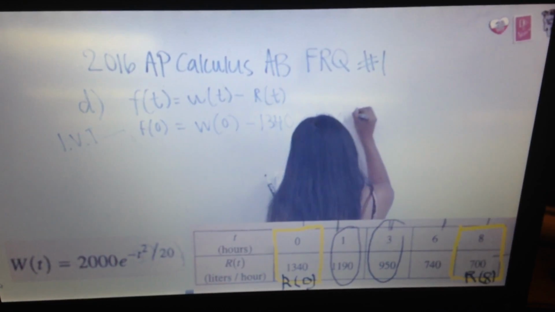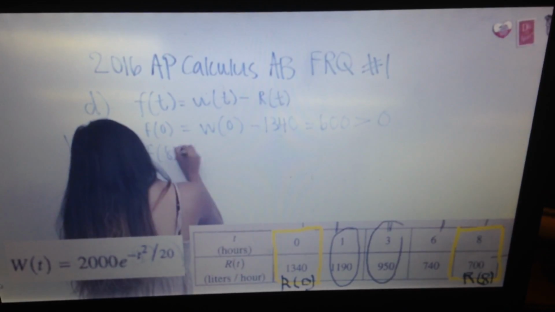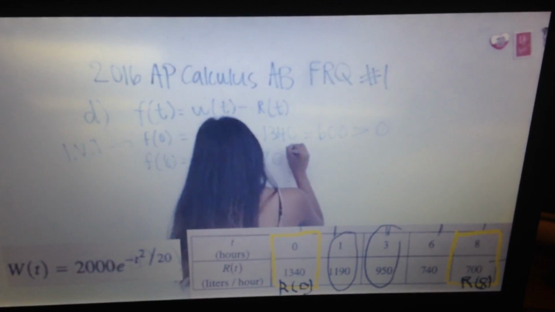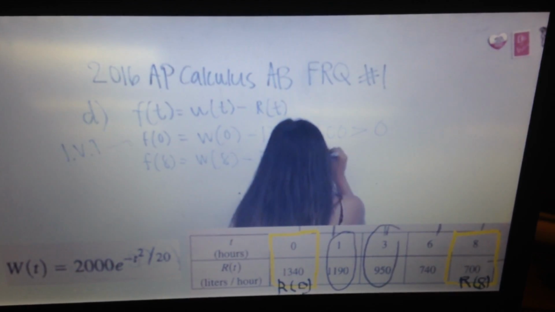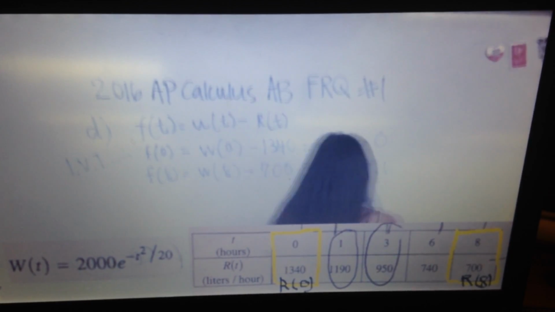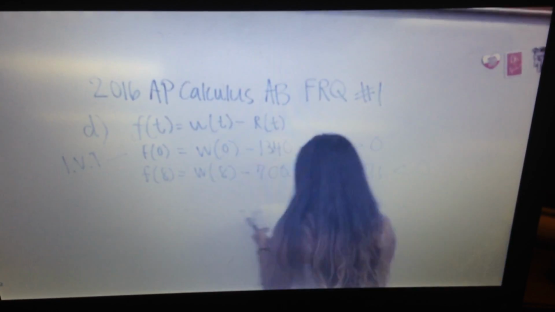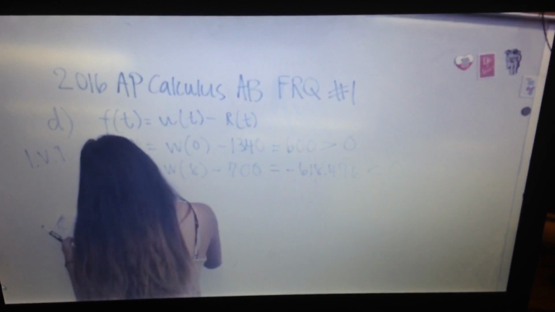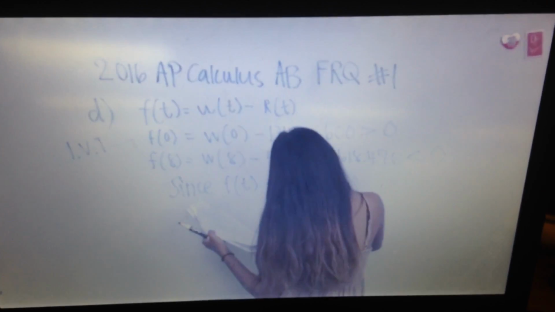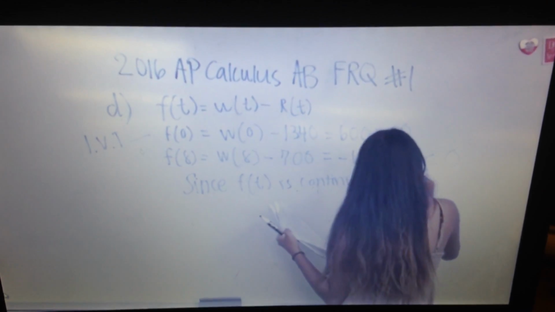So we go back to our calculator and find W of 0 and find r of 0 in the table given. We see that f of 0 is positive and greater than 0. We will continue to do the same thing for f of 8, finding W of 8 in the calculator and r of 8 in the table. F of 8 is negative and less than 0. Since we get a negative value for f of 8, we found an interval with a sign change.